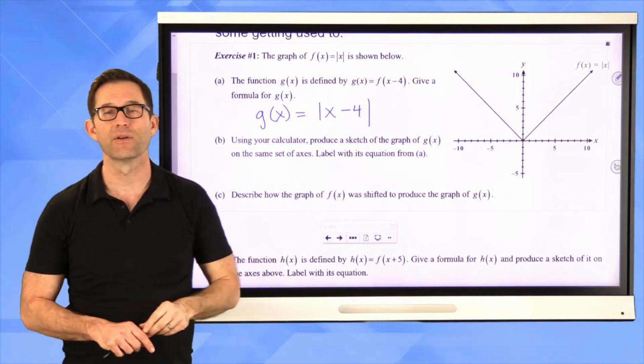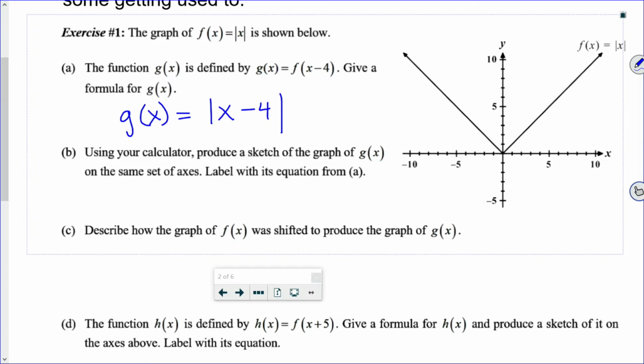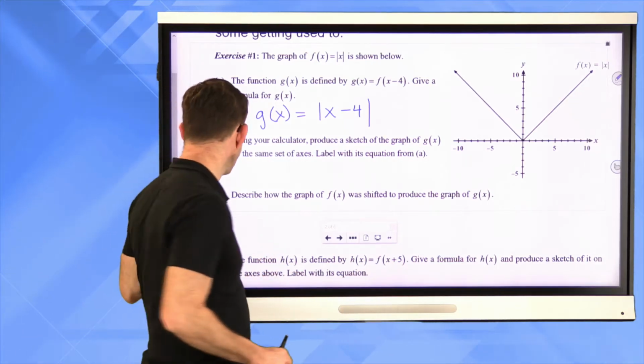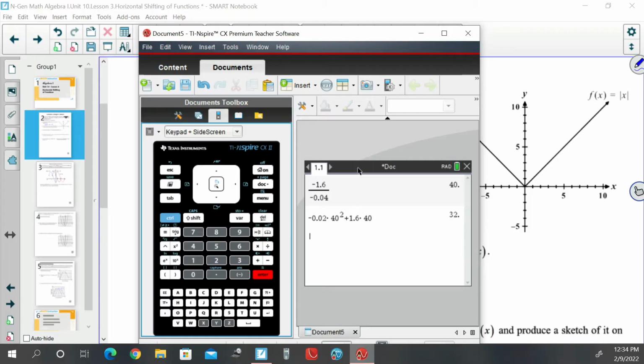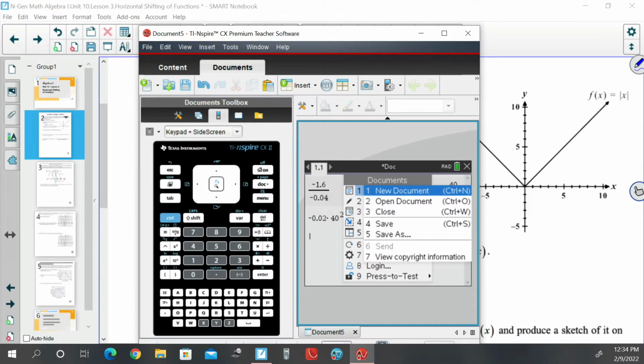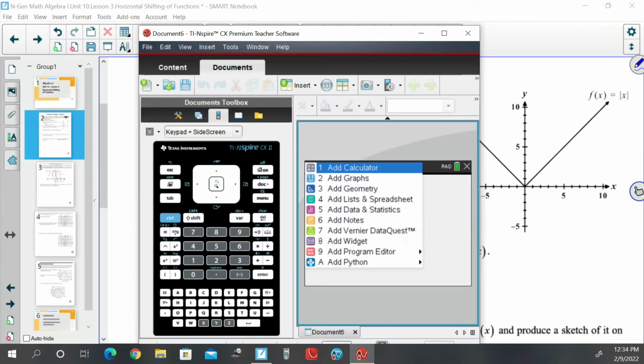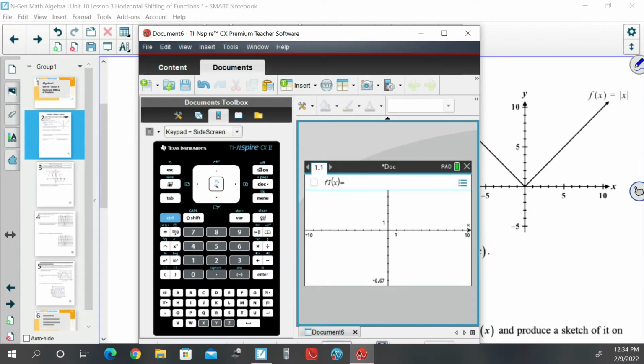Now let's take a look at letter B. Using your calculator, produce a sketch of the graph of g of x on the same set of axes. Label it with its equation from A. Awesome. All right, so let's go into our graphing calculator. I'm going to open up a new document here and add a graph, and the first thing I'm going to do is put in an absolute value graph.